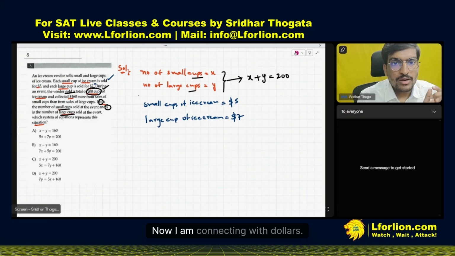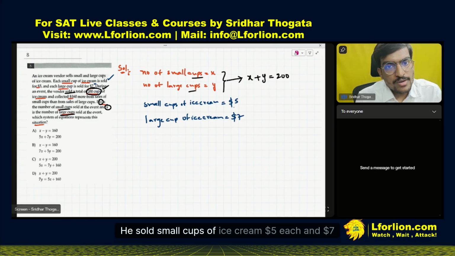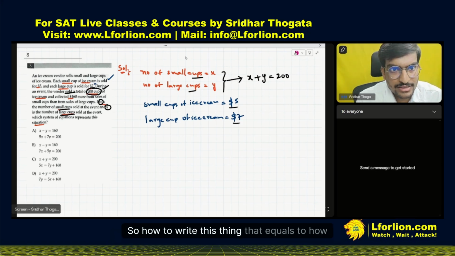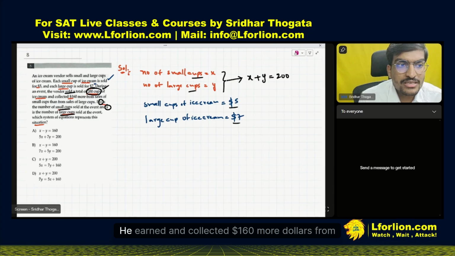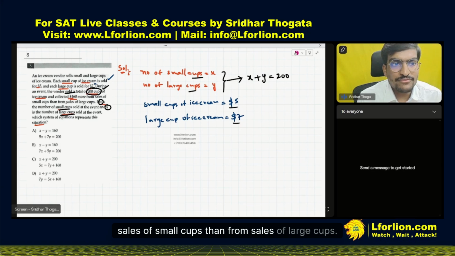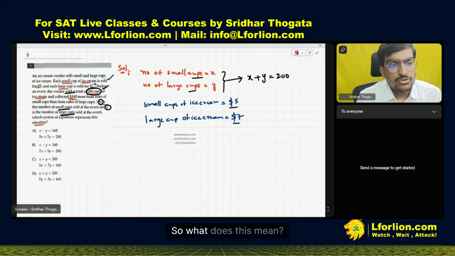Now I'm connecting with dollars. He sold small cups of ice cream at $5 each and large cups at $7 each. So how to write this? That equals how much he earned, and collected $160 more from sales of small cups than from sales of large cups. So what does this mean?